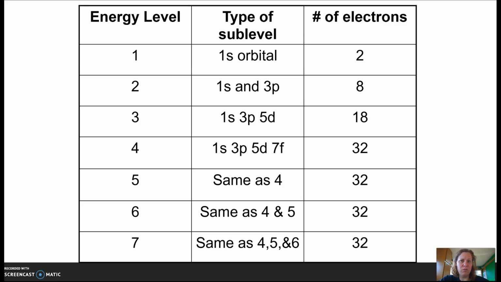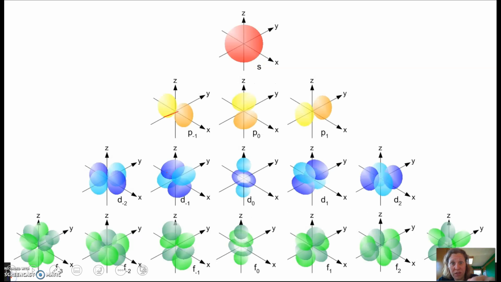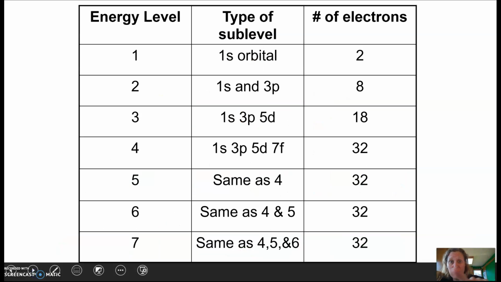So, energy levels. Which of these orbitals are in what energy level? Energy level 1 only has an S. Energy level 2 has S and P: 1 S and 3 P's. Don't worry about the numbers in front. Energy level 3 is SPD, 4 is SPDF, and 5, 6, and 7 all have SPDF. 7 is the bottom row of the periodic table.